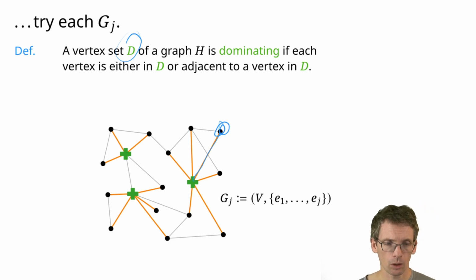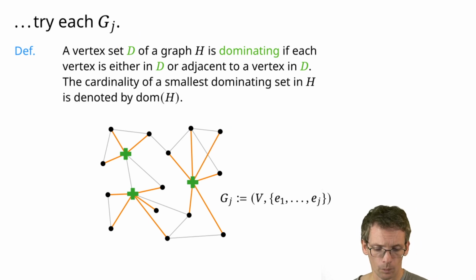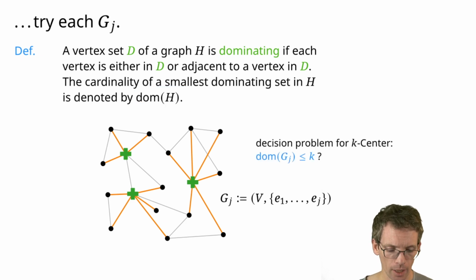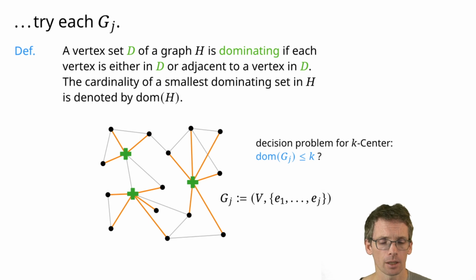Yeah, so this is a dominating set. We will denote here by dom of H the size of the smallest dominating set, so the cardinality of the smallest dominating set. And the problem that we now actually want to solve, our decision problem for the K-center problem, is the question of whether in Gj there is a dominating set of size at most k, so whether this number here is smaller equal k. Yeah, so this is now our reformulation of our decision problem in the pruned instance.